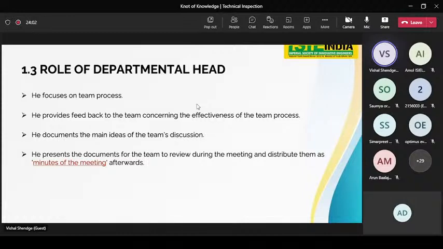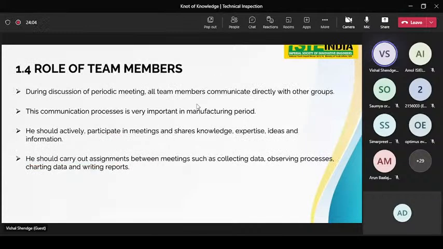Role of team members. During discussion of periodic meeting, all team members communicate directly with other groups. This communication process is very important in the manufacturing period. He should actively participate in meetings and share knowledge, expertise, ideas and information. He should carry out assignments between meetings such as collecting data, observing processes, charting data, and writing reports.